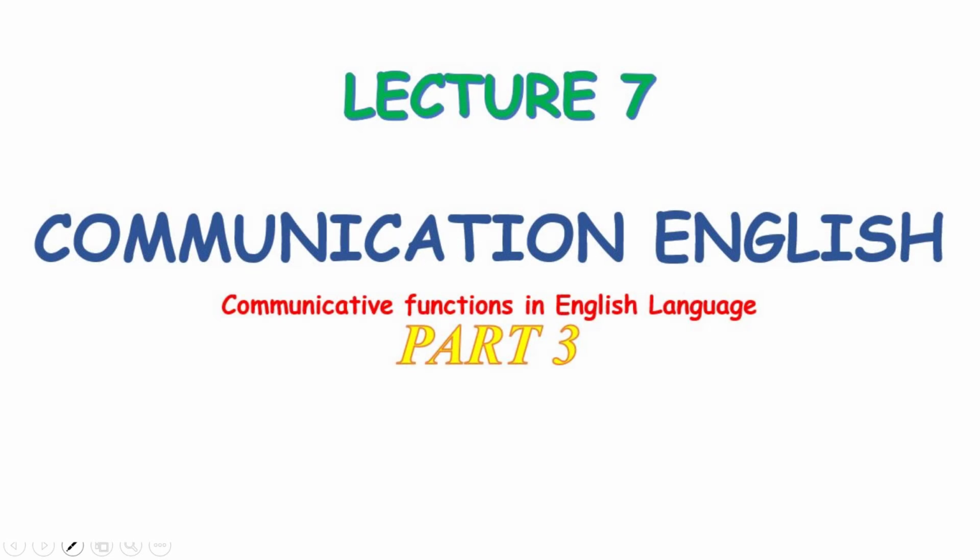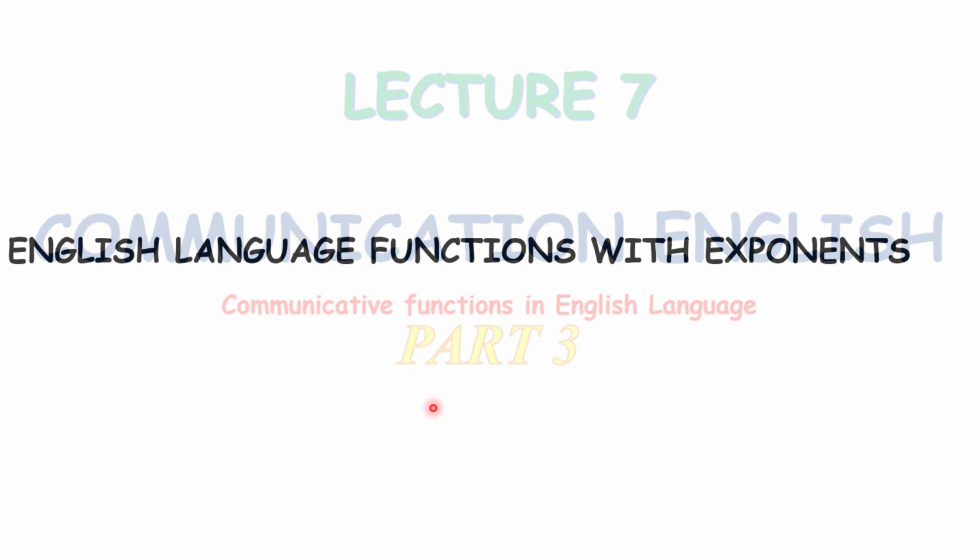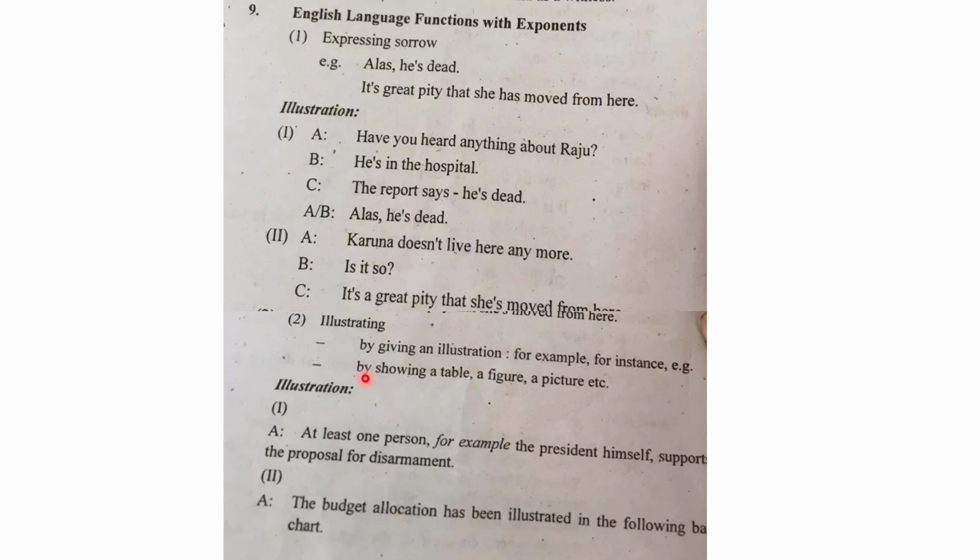So the last but not the least, the final type of communicative functions that we are going to learn are the English language functions with exponents, and it is a huge type of communicative functions as there are numerous things included in here, and we'll watch them one by one. So here we go. So the first type is expressing sorrow.